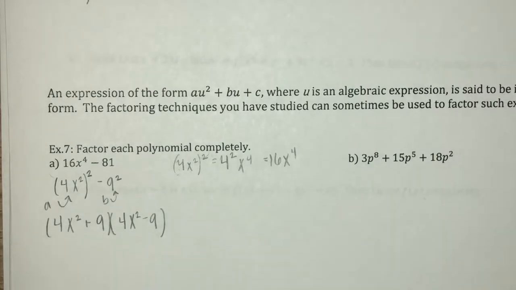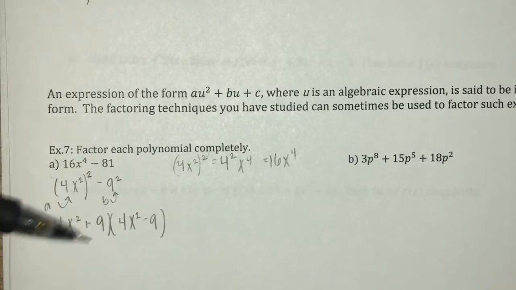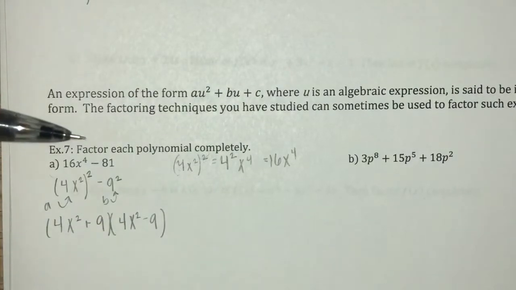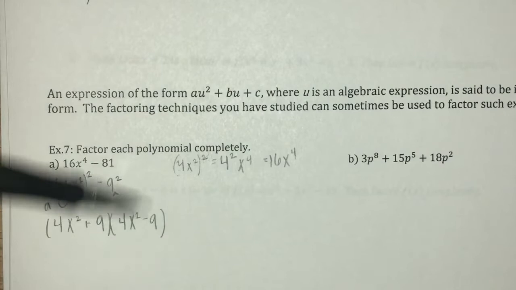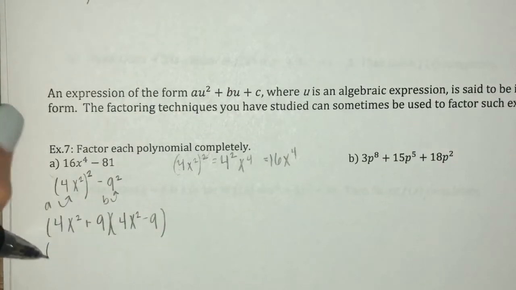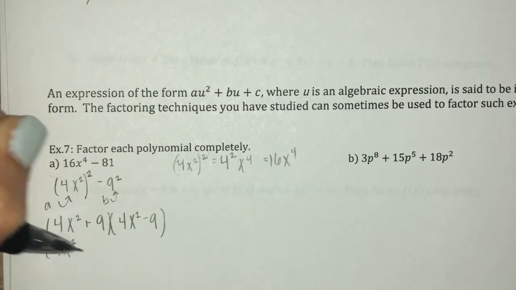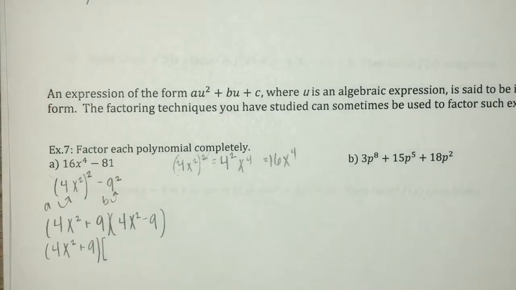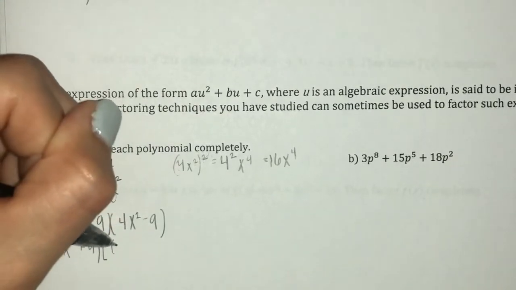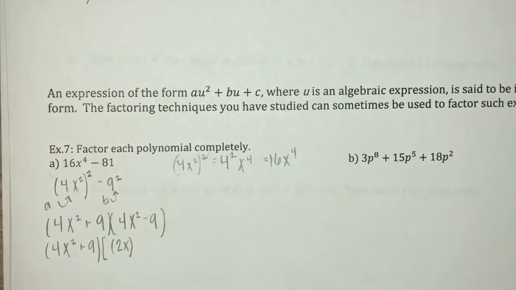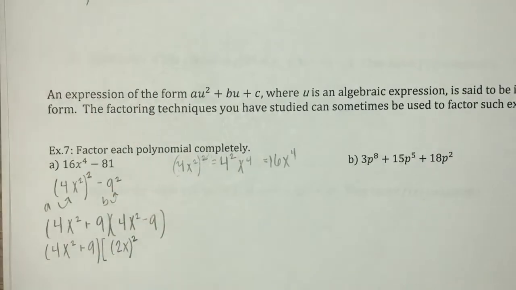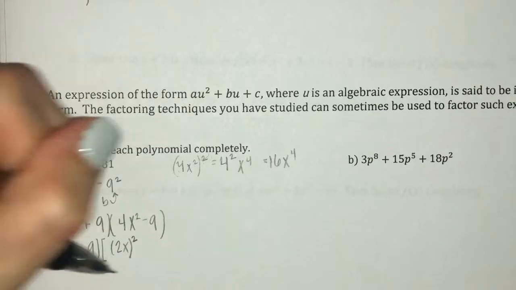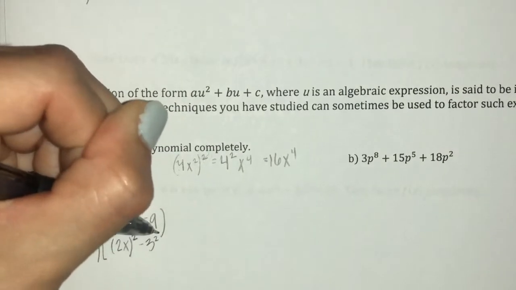And then check to see if it could be factored further. So 4x squared plus 9 can't. There's no sum of squares pattern, but the 4x squared minus 9 can, because this is another difference of squares. So I'll rewrite this. The 4x squared plus 9 will just come down, but for the 4x squared minus 9, I can rewrite that as parentheses 2x in parentheses squared, and then minus 3 squared for 9.